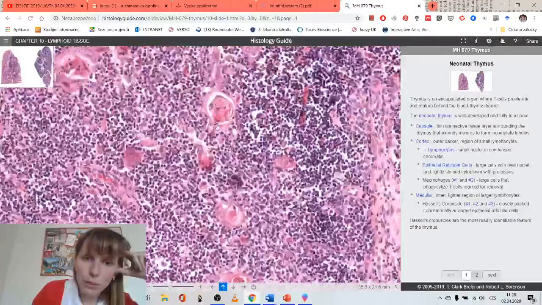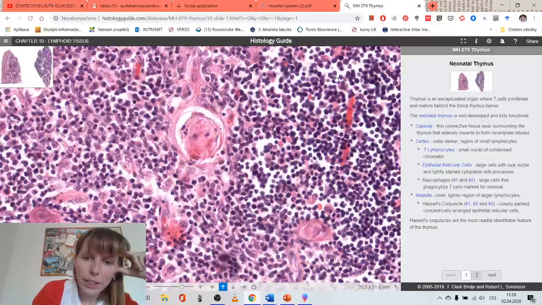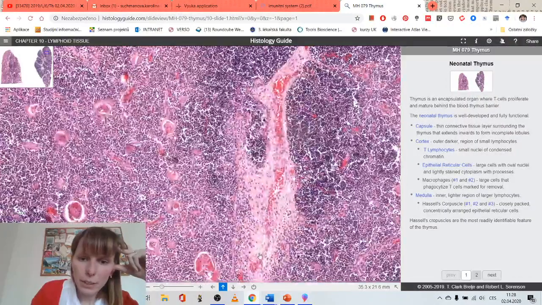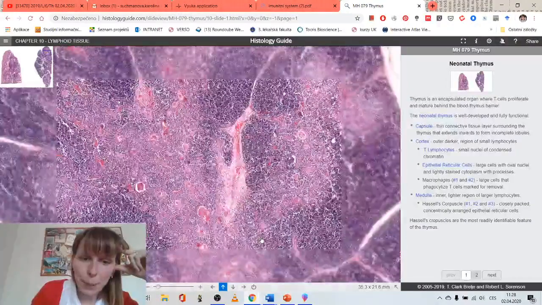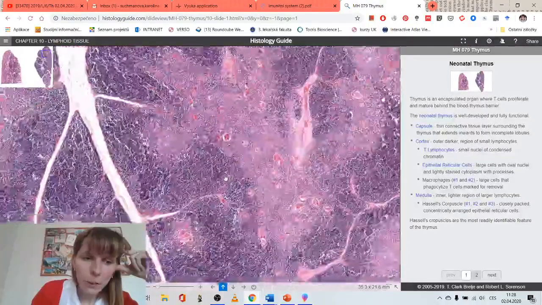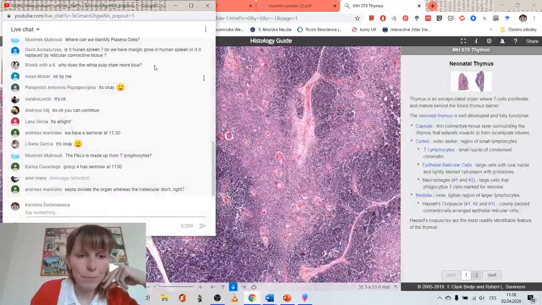So this is a nice one, I would say. So Hassall body, this is already the cortex, and this is the medulla. So that's all that you need to recognize on this slide. This would be a septum coming in from the capsule. So the thymus is pretty straightforward, I would say.